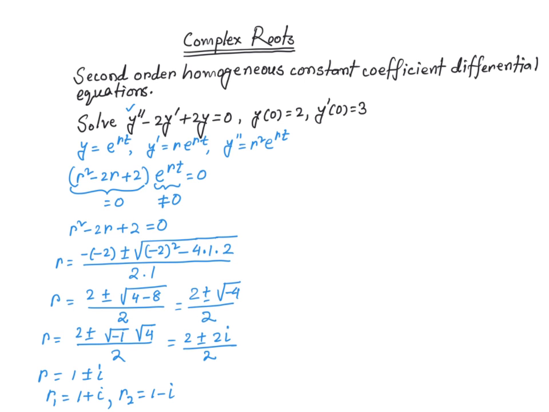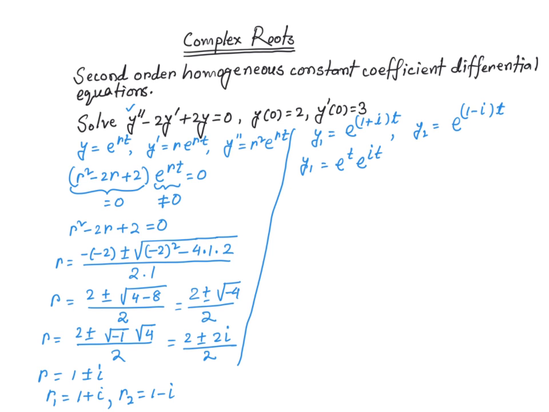So my y1 is equal to e to the power (1 plus i) times t, and my y2 is e to the power (1 minus i) times t. That I could simplify further. y1 is e to the power t times e to the power it, and y2 is e to the power t times e to the power negative i times t.